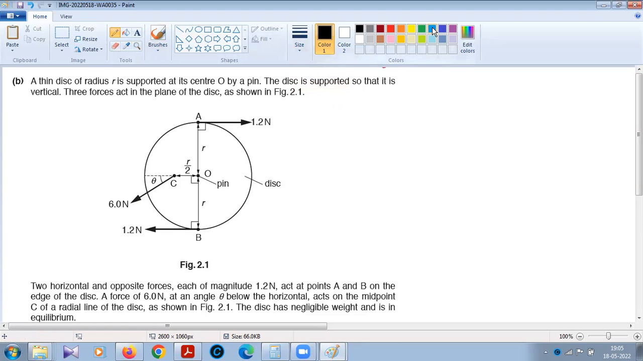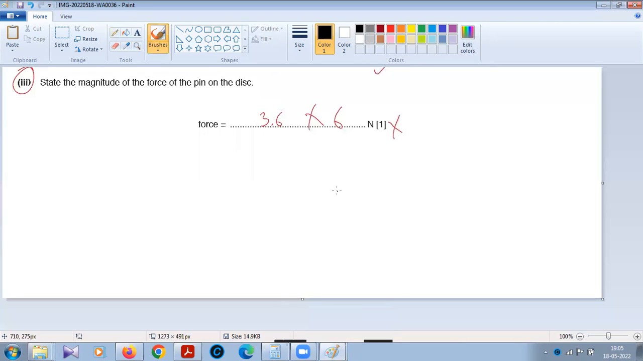This force, this force, and this force, they are equal and opposite. They will cancel out each other. So the only force that is left here is 6 newtons. So this pin will experience a force of 6 newtons only. That's it. So sine theta of anything? Nothing.